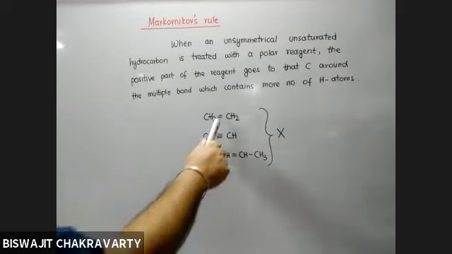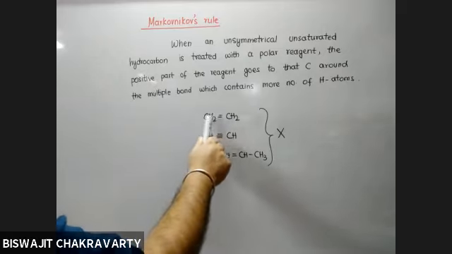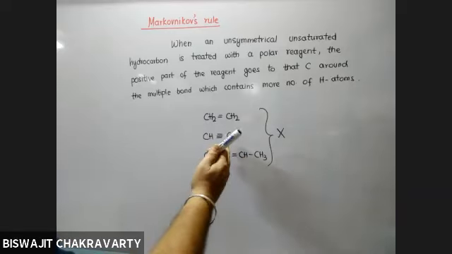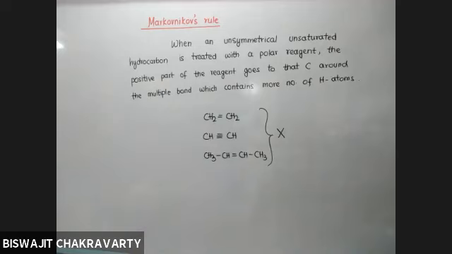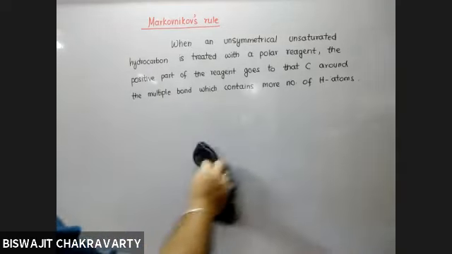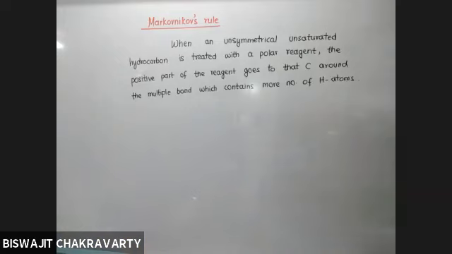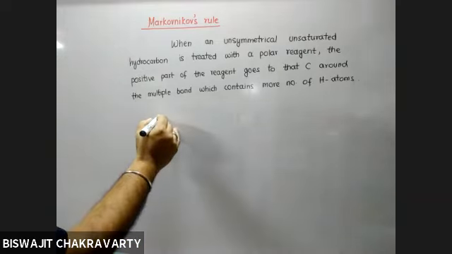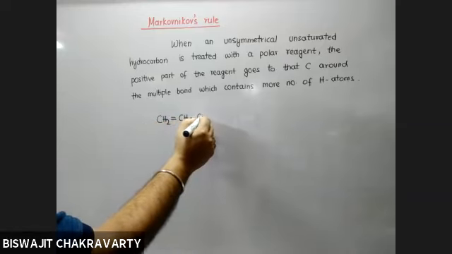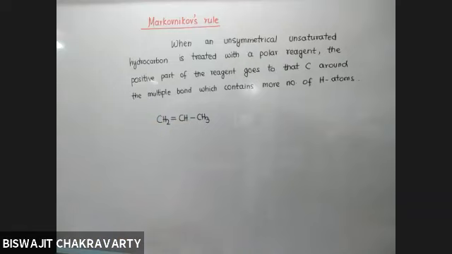How do I know they are symmetrical? Because around the double bond or triple bond, distribution of carbon atoms are the same. This part is just the same as that of the other part, isn't it? Okay. Then we should take unsymmetrical unsaturated hydrocarbons. Suppose I take, what is the name of this molecule?